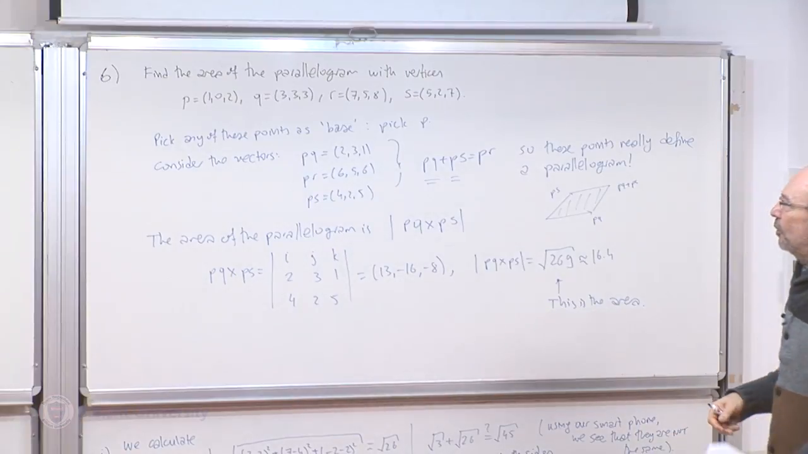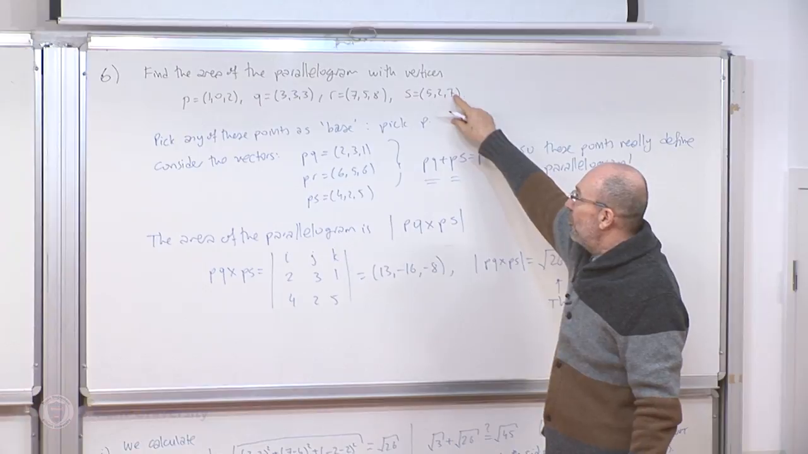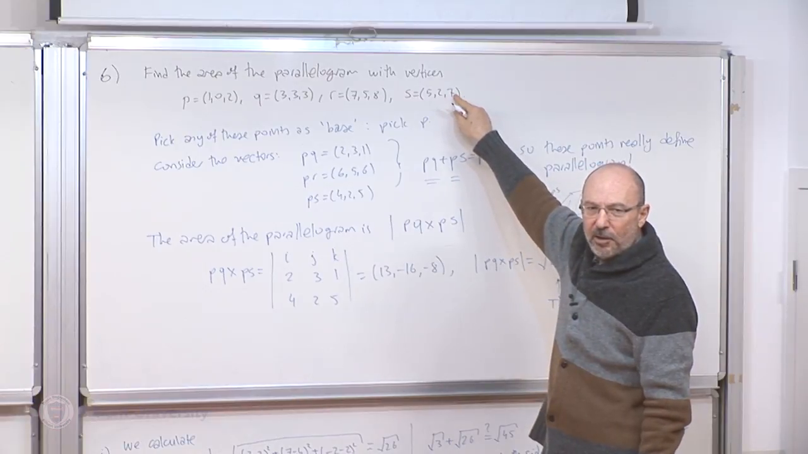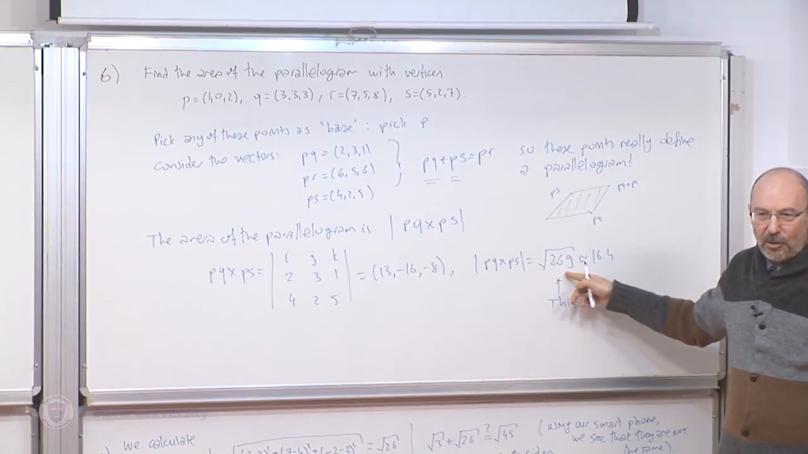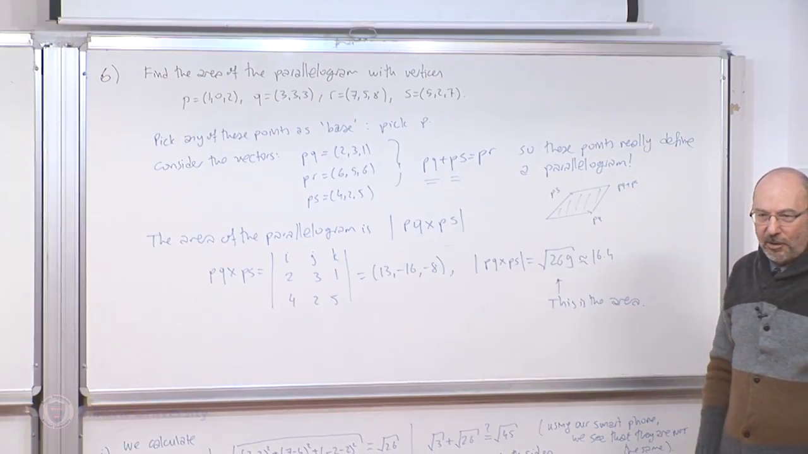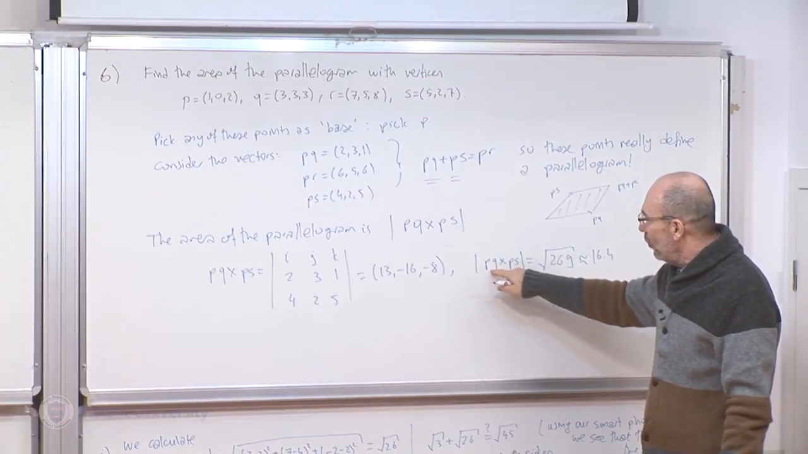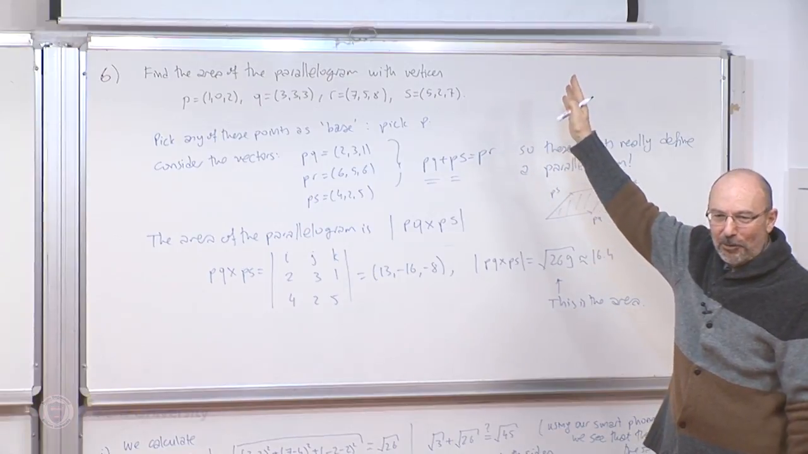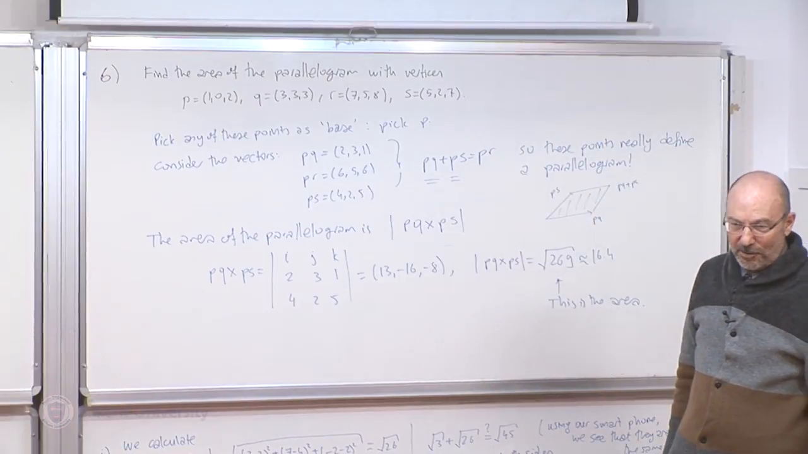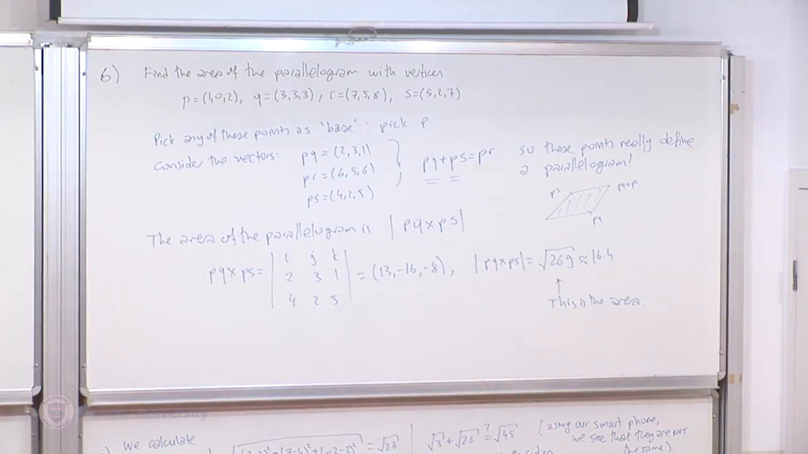Maybe instead of 70, you mistakenly write 71 here, and then if you do this calculation, you'll get a number here. This number is not the area of anything. It is the area of the parallelogram formed by these 2 vectors, but not the area of the shape given by those 4 points. So that's why you have to check.